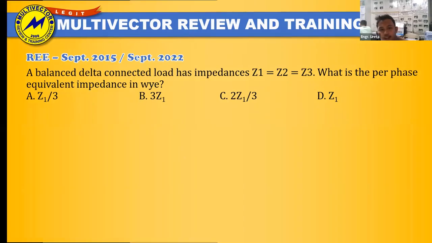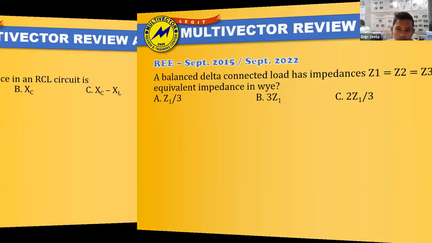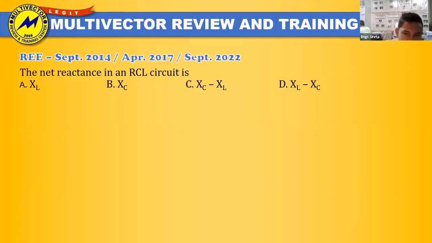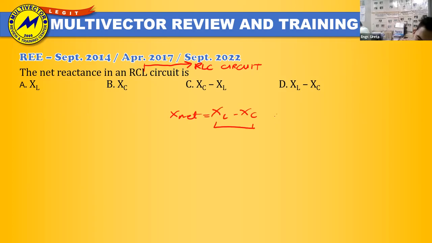Next. Okay, next problem is problem number 20. Okay, so lumabas ng September 2014, bumalik ng April 2017, bumalik ulit ng September 2020. Okay? The net reactance of an RCL circuit, okay, actually itong RCL na to, arrange lang natin siya, it is actually RLC circuit, is blank. Okay? Ang net reactance natin is just equals to XL minus XC lang. Okay? So alam na natin yan. So letter D. Next.